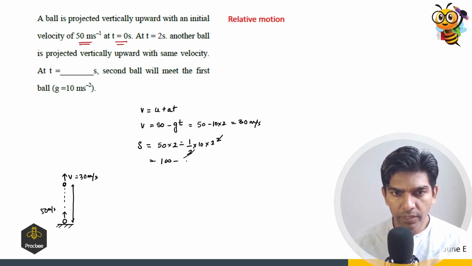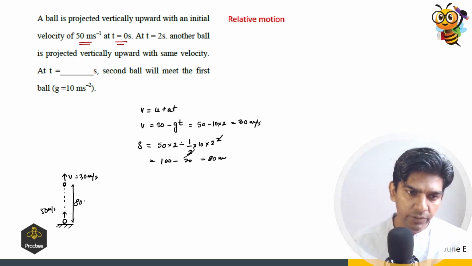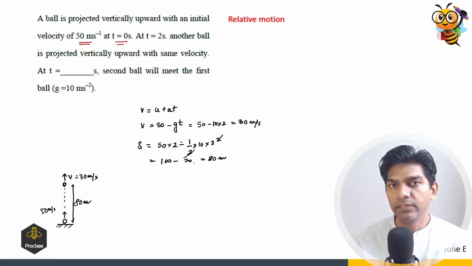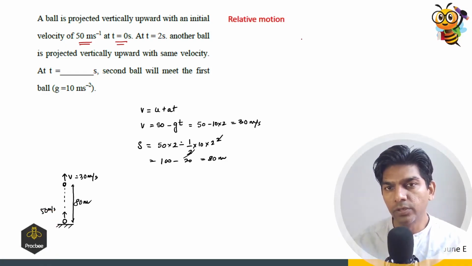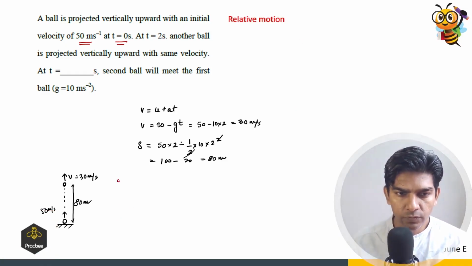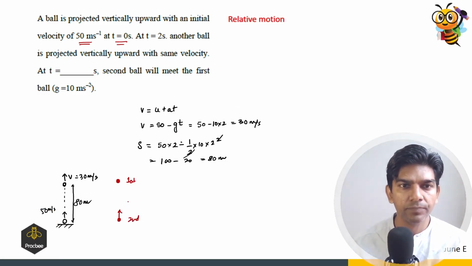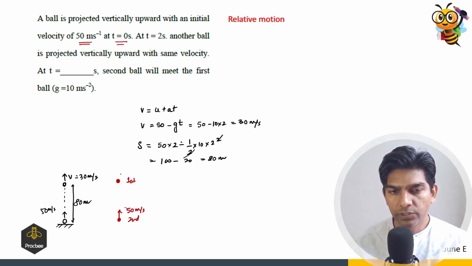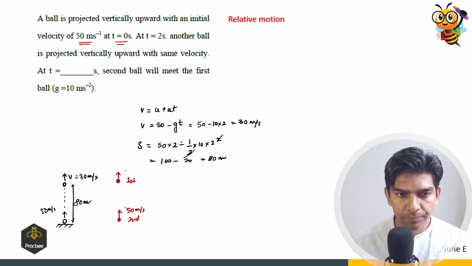So it will be 100 minus 20, which is 80 meters. Okay, so the displacement is 80 meters. Now we are throwing the second ball. Let me show that instant. We have the first ball, and now we are throwing the second ball with the same velocity, that is 50. And at this instant, the velocity of the first ball is 30 and the distance between them is 80.